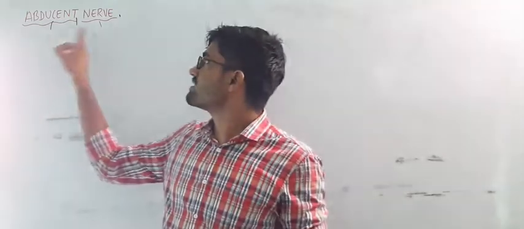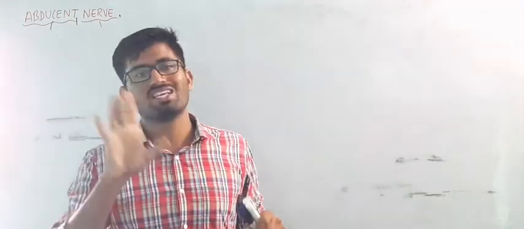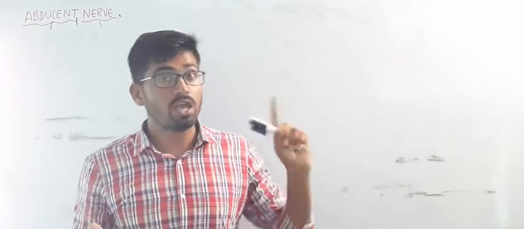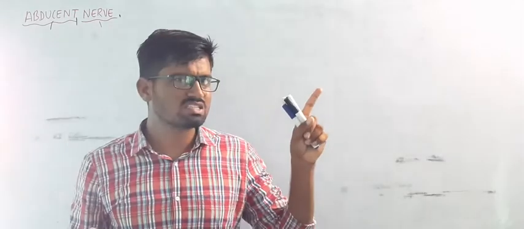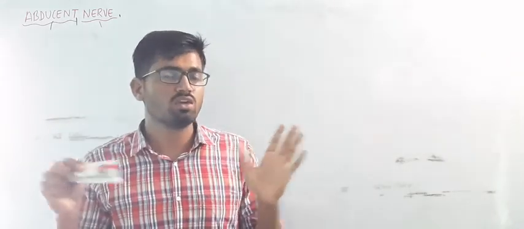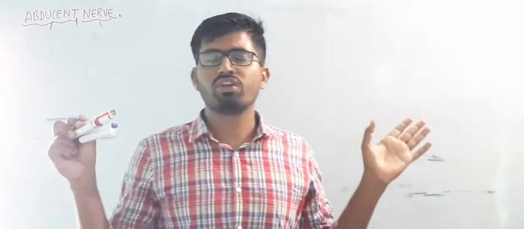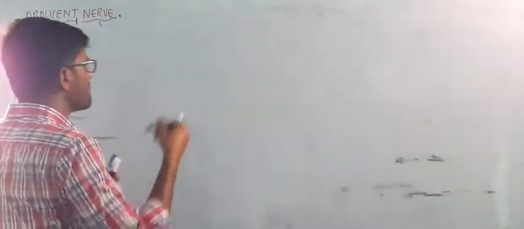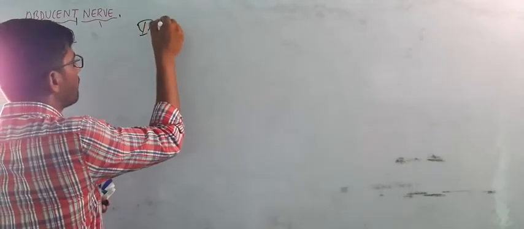So guys, today we are going to discuss the abducens nerve, cranial nerve number 6. Cranial nerves third and fourth we have already discussed, and before that we discussed the basic concept of the cranial nerves, which is the main thing. If you know that, it means you know 50 to 60% of the cranial nerves. Abducens is the sixth cranial nerve, right?